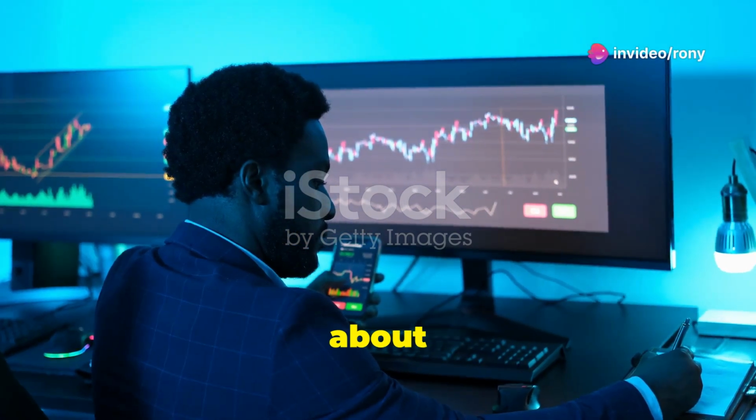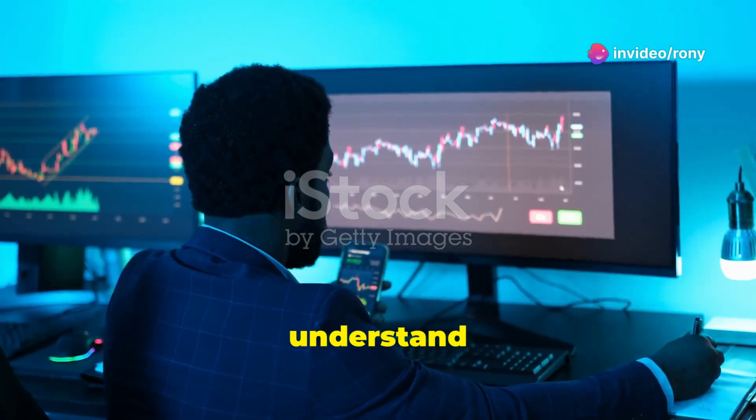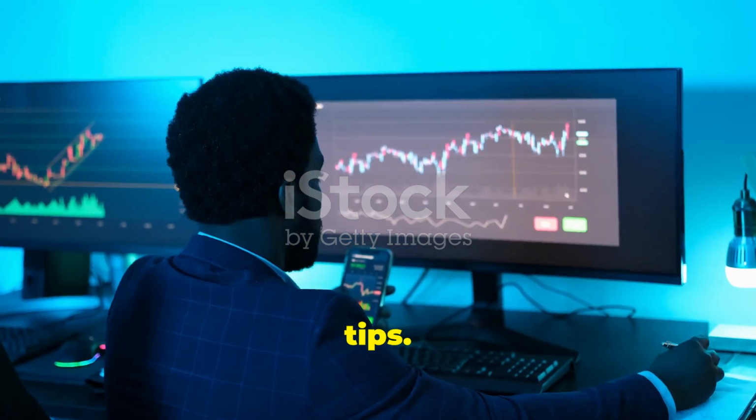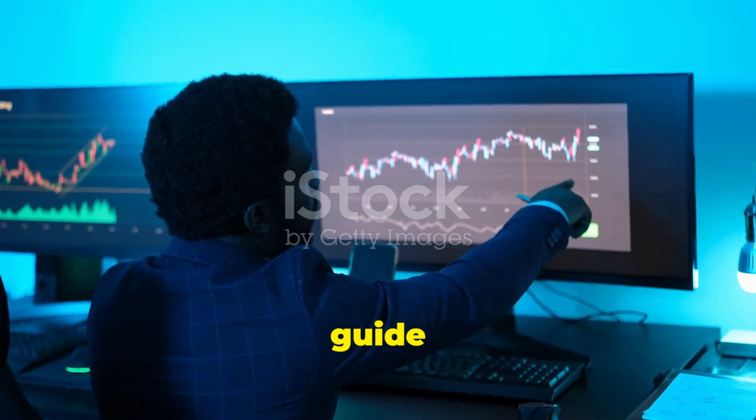If you're interested in learning about stock market trading as a beginner, it's essential to understand some fundamental concepts, strategies, and tips. Here's a comprehensive guide to help you get started.